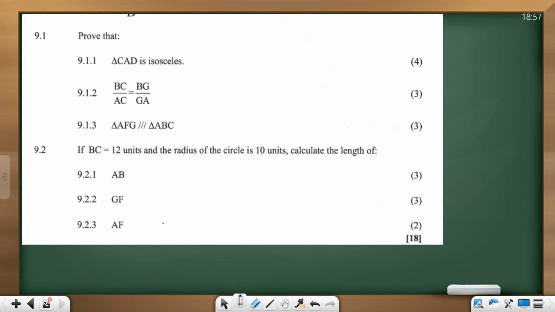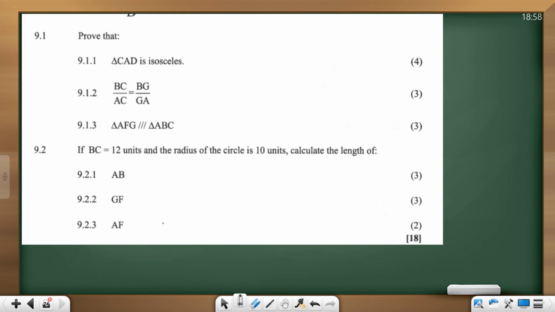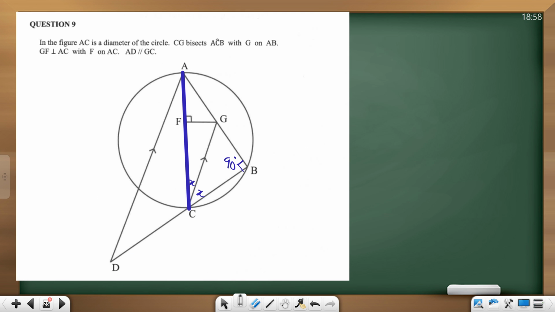All right, let's quickly run through. 18 marks here. Prove that CAD, triangle CAD, is an isosceles. What is an isosceles triangle? Either two angles are equal or two sides are equal. Let's go and check. I want you to try for me. CAD. Can we prove? How many marks is this? 4. All right. Let's all think.